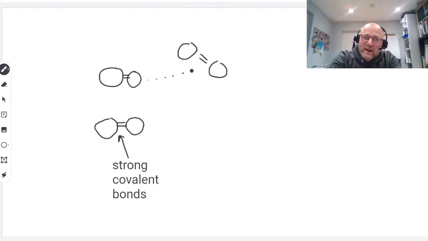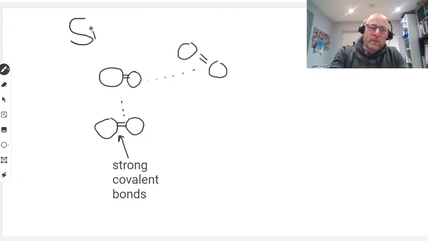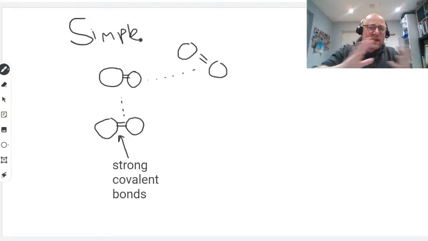And in between are dotted lines. These represent weak forces that need hardly any energy to separate. So we call these simple, and we say they have weak intermolecular forces. They only need a little energy to overcome or break the forces. Do not talk about breaking the strong covalent bonds in simple molecules.